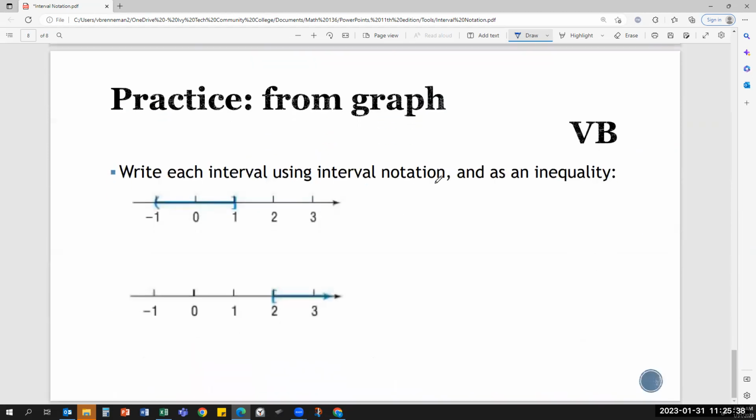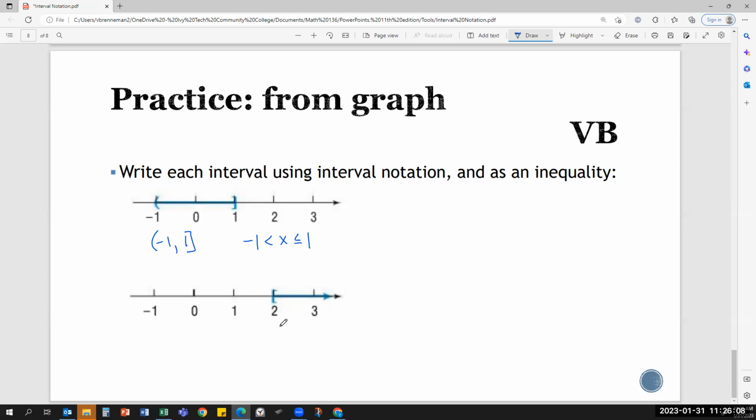And then we have a couple examples starting with a graph and coming up with the interval notation and the inequality. For the interval notation, I have -1 with parentheses, comma, 1 with a square bracket. The inequality: -1 is less than x, because it's a parenthesis, is less than or equal to 1 because of the square bracket.